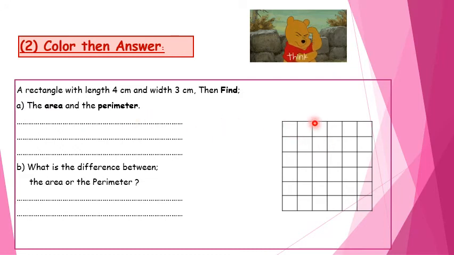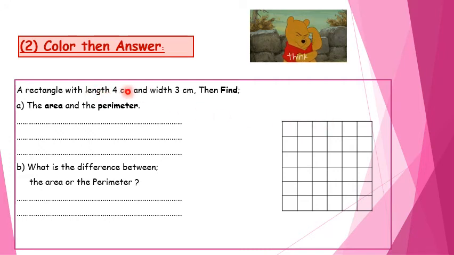Okay, first I don't have only an array here. How am I going to find the length and the width? You must know that every square inside this array has a length of 1 centimeter and a width of 1 centimeter. So this represents 1 centimeter, 2 centimeters, 3 centimeters, and so on.